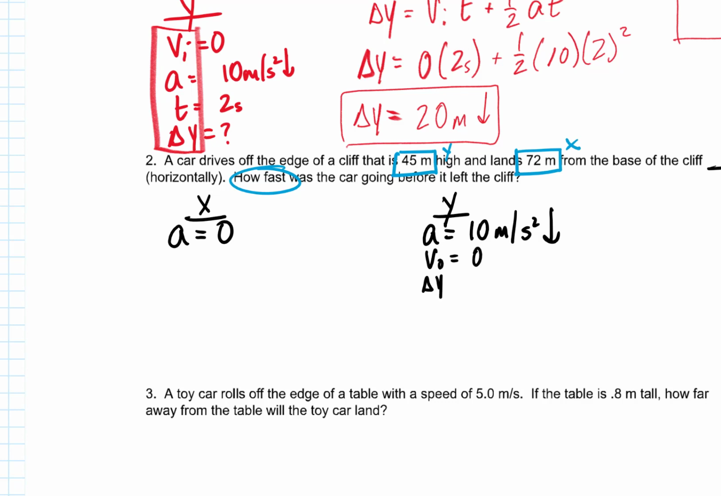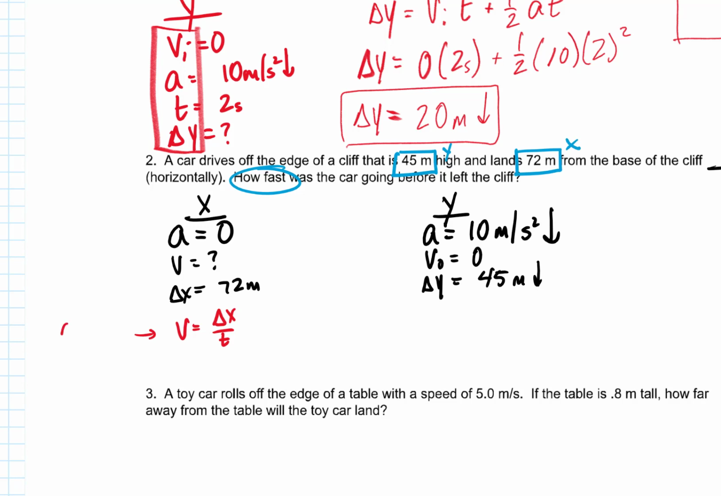And my delta y, since it's a 45-meter tall cliff, I start off at the top of the cliff and I end at the bottom of the cliff. That makes my delta y 45 meters down. So that's everything I know in the y direction. Moving on to the x direction, I don't know my initial velocity. That's what I'm looking for. But I do know my displacement in the x direction is 72 meters. And since we have constant velocity and my acceleration is 0, the equation I would use here is velocity is displacement over time.